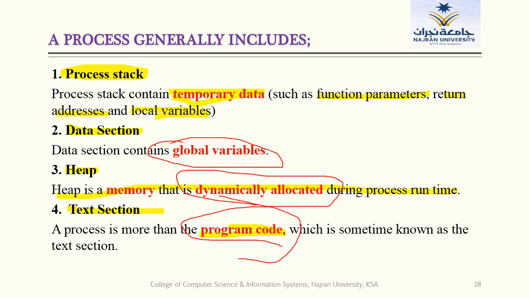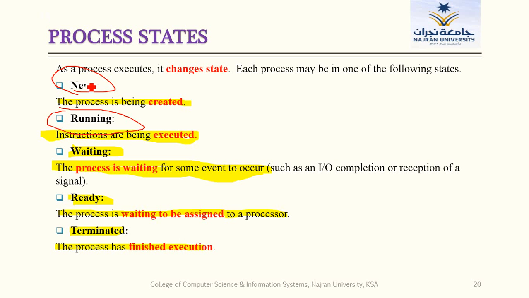Then we discussed the components of a process. A process includes the process stack, data section, heap, and text section. The process stack contains 3 things: function parameters, return address, and local variables. The data section contains all the global variables. And heap is memory that is assigned dynamically during runtime of the process. So when we run our process, the memory assigned at that time is called heap. And the text section is the program code. So a process includes these four things.